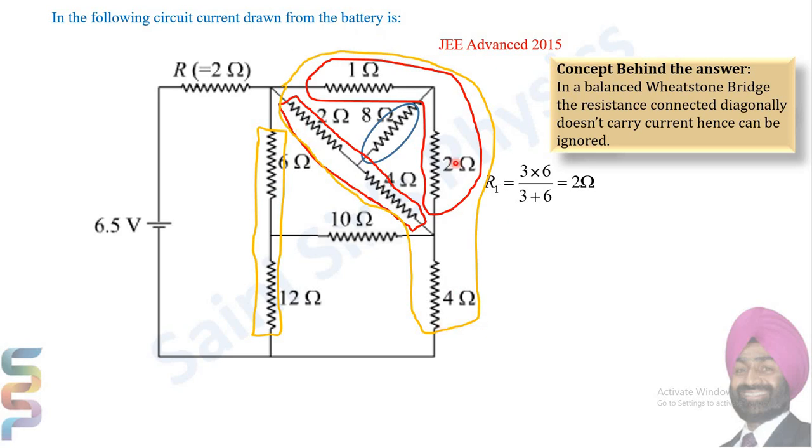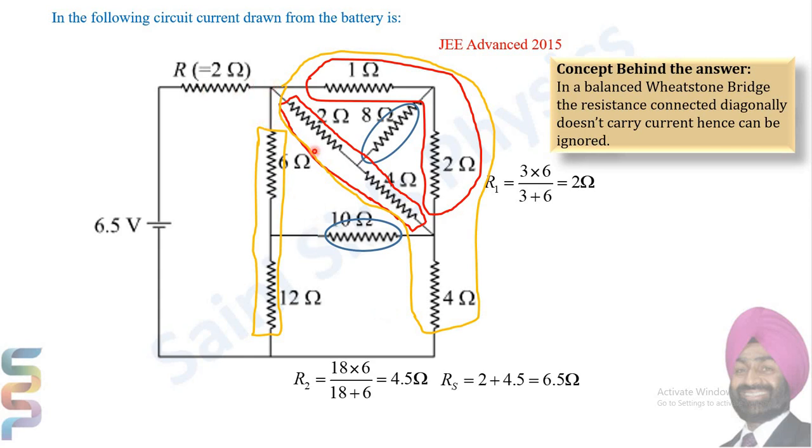In this arm the ratio is 2 to 4, in this arm the ratio is 6 to 12. Both ratios match each other, hence the resistance placed diagonally doesn't carry any current. So this 10 ohm can also be neglected. Now we have 2 plus 4, 6 ohm this way, and 6 plus 12, that is 18, this way. So 18 into 6 divided by 18 plus 6, you get 4.5 ohm. This whole part in total is equal to 4.5 ohm.